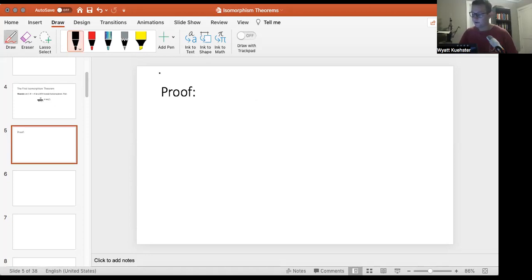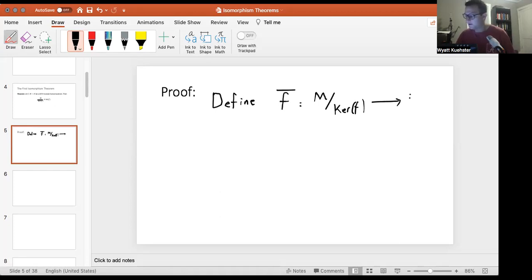So I'm going to define a map I'm going to call F bar. And it's going to go from the left-hand side, M divided by the kernel of F, to the right-hand side, the image of F.